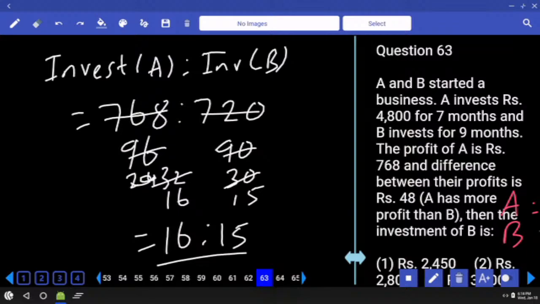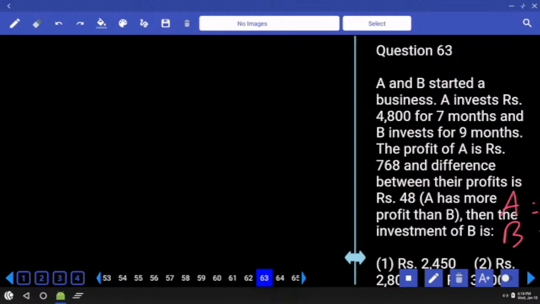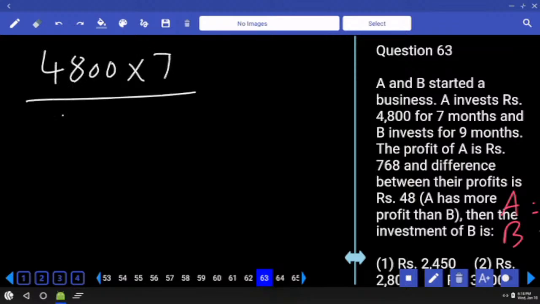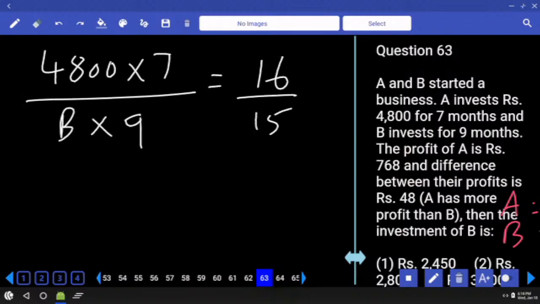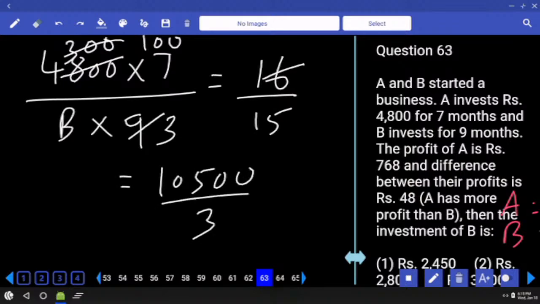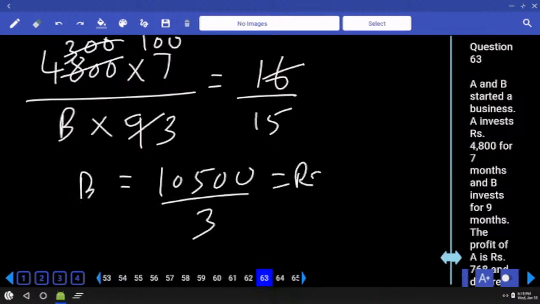Profit is always divided in the ratio of their investments. So now how much did A invest? 4,800 into 7 by the investment of B, let us take B into 9 months, which is equal to what? 16 is to 15. Yes or no? This is 300 and this is 3 3s and 300s. Okay. So how much are you getting here? 100 into 7. 700. 10,500 by 3, which is equal to what? B's value. Rupees 3,500. That's it.